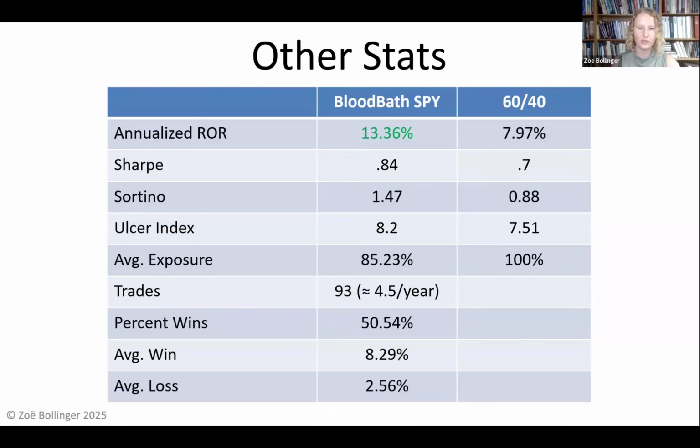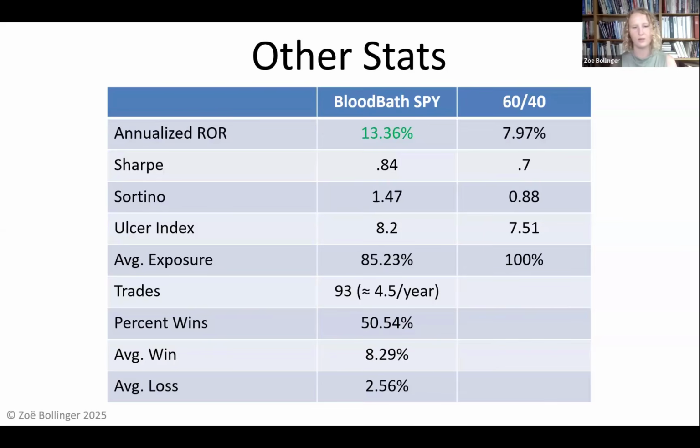What's your turnover? How often are you trading? This over 23 years traded 93 times. That averages out to about 4.5 trades a year, though that's not particularly an accurate representation because it trades, for example, quite a bit in 08-09, and then there's a couple of years where it trades once or twice. So it's not necessarily a smooth 4.5 every year kind of thing.